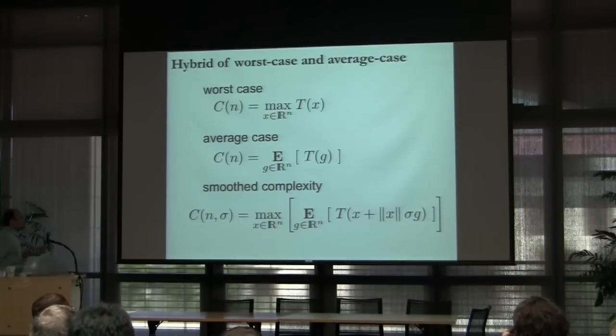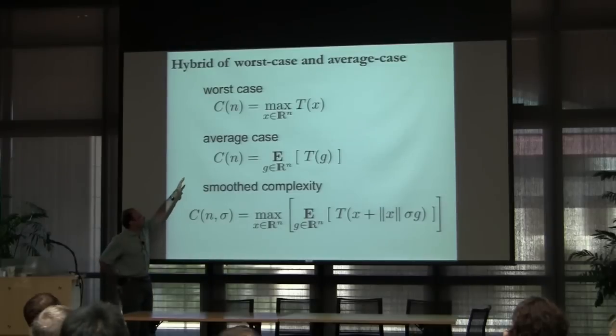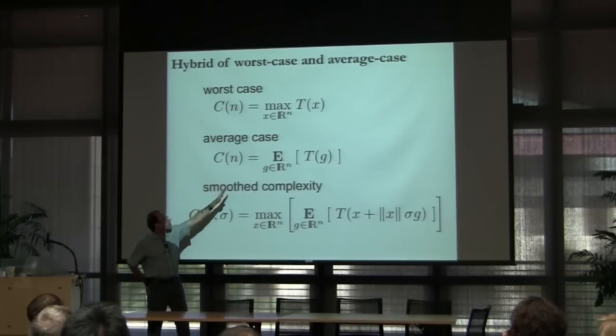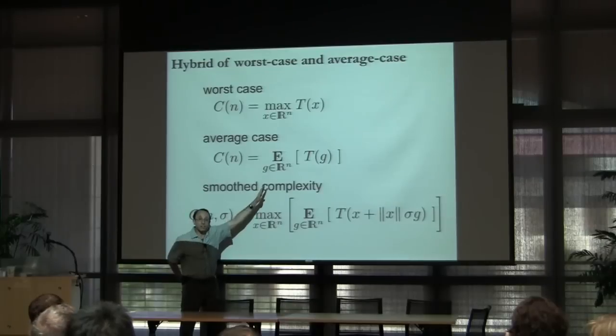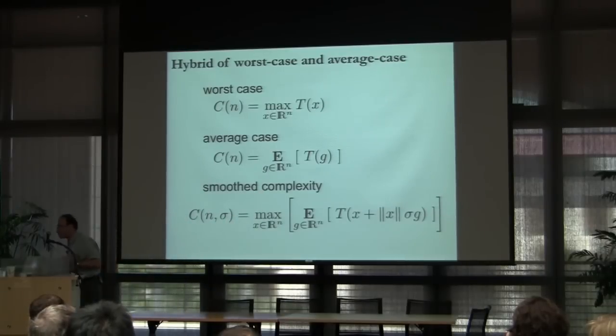We often do average case analysis where we're measuring the expected running time over some distribution of random inputs. And here I have labeled the random thing g because I'm going to think of a good distribution on random numbers, or Gaussian random variables or something like that. That's what I prefer. So we're going to make a hybrid of them that we call smoothed complexity.